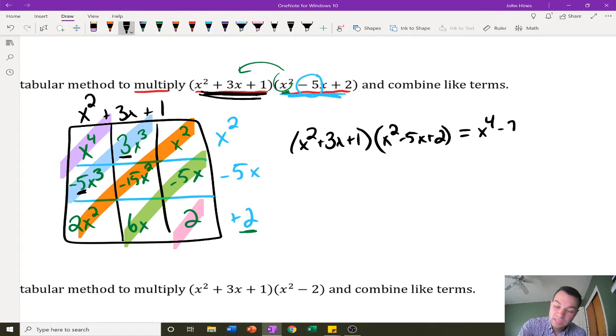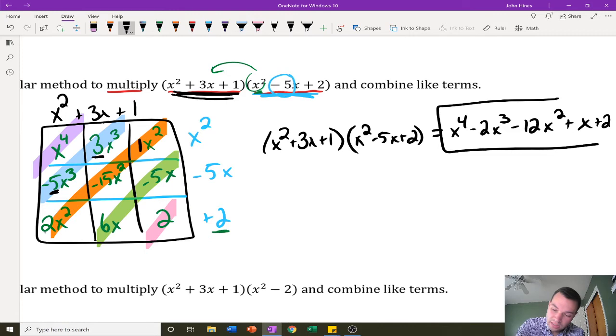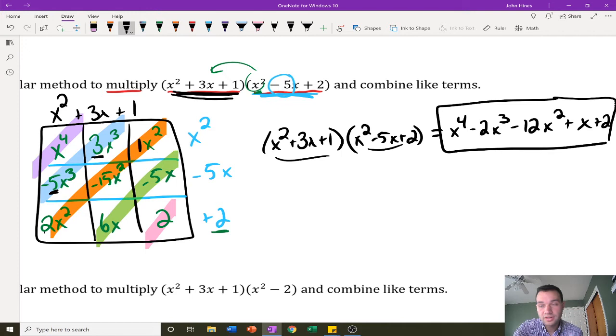Negative 5 and 3 makes negative 2. I have 2, negative 15, and I remember there's a 1 there. I have 1x squared. 1 plus 2 is 3, minus 15 is negative 12. That took me longer than it should have. Then I have 6x and negative 5x. Well, 6 minus 5 is 1. You don't need to put the 1 there, but you could. Then I have the 2. So this product is the answer for when I multiply these two factors together. When I multiply those two factors, that polynomial there is my product.